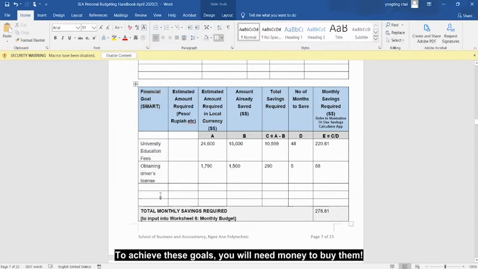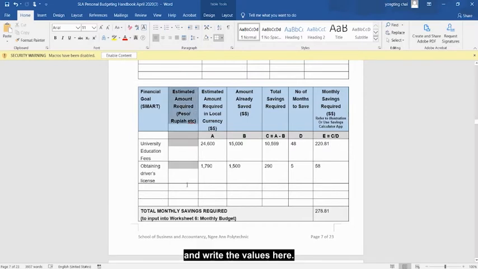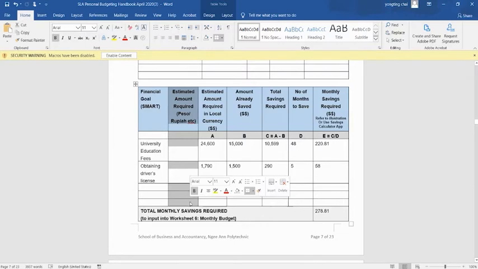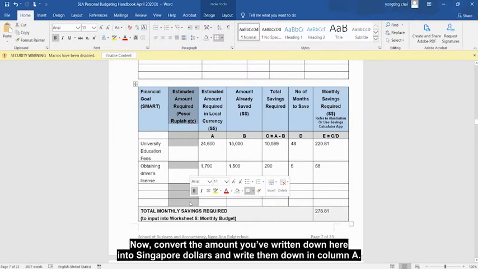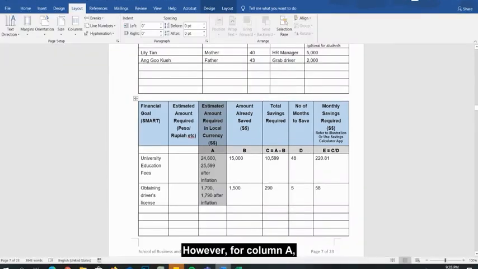To achieve these goals, you will need money to buy them. Think about the amount of money you will have to save up for these goals in your home country's currency, and write the values here. Now, convert the amounts you've written down here into Singapore dollars and write them down in column A. However, for column A, we will also have to take inflation into account.